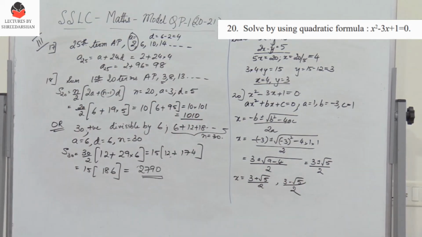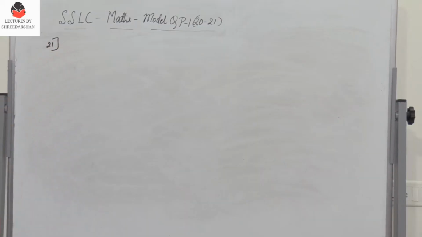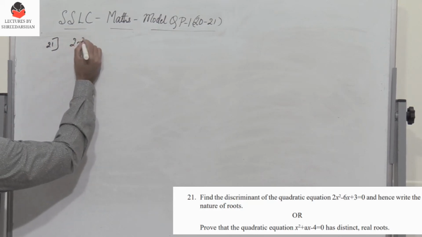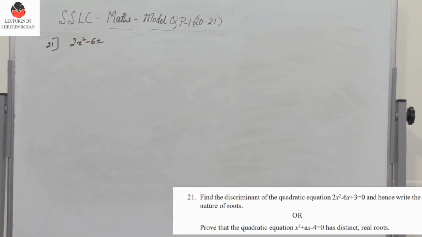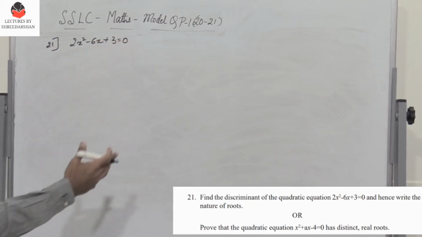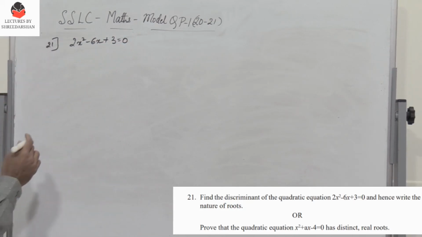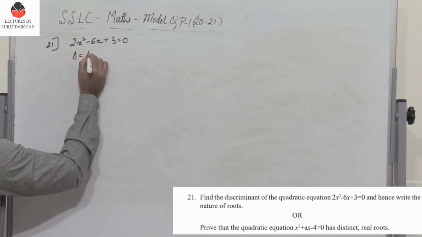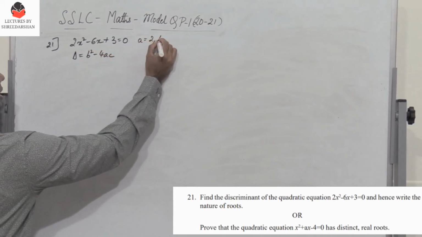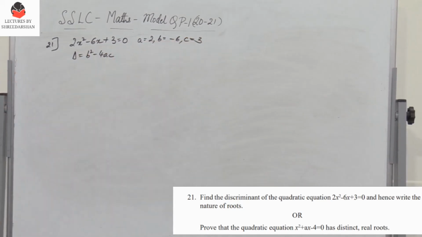So let's move on to the next one, 21. So problem 21, find the discriminant of the quadratic equation 2x squared minus 6x plus 3 equal to 0 and hence decide on the nature of the roots. So we need to find the discriminant. The discriminant is nothing but delta, which is b squared minus 4ac. So a is 2, b is minus 6, c equals 3. Make sure that you do not miss out the sign.